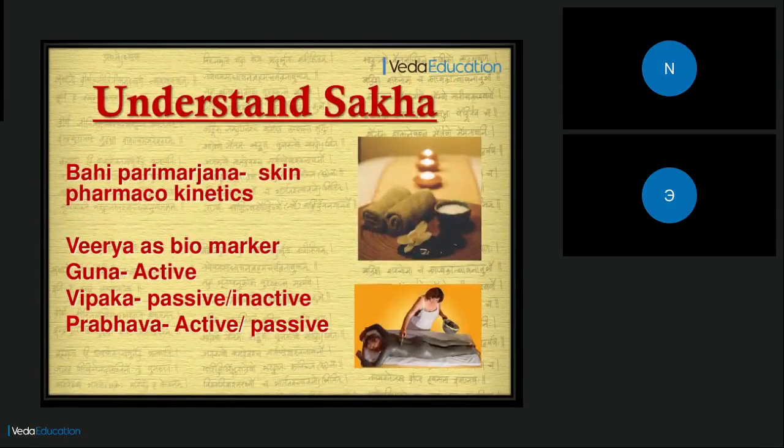When it comes to the external therapies, especially the skin pharmacokinetics, vidya is the biomarker. That means when you apply something externally, it may be a paste, it may be a powder, it may be an oil, where the vidya and guna has larger role to play than vipaka.